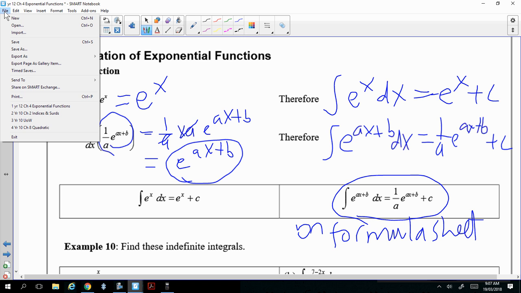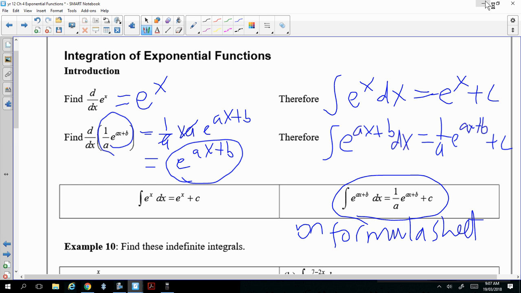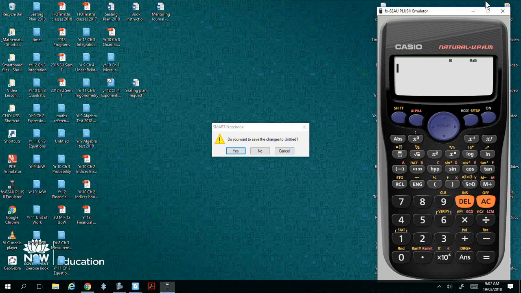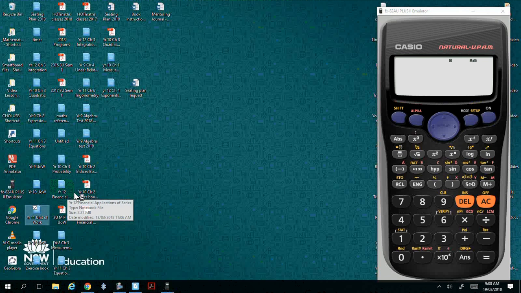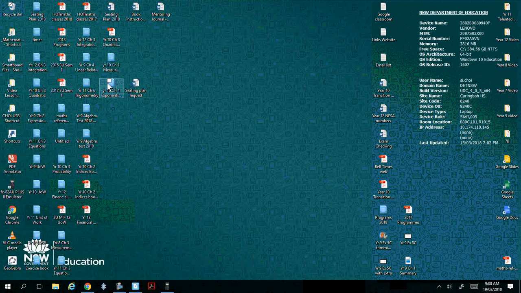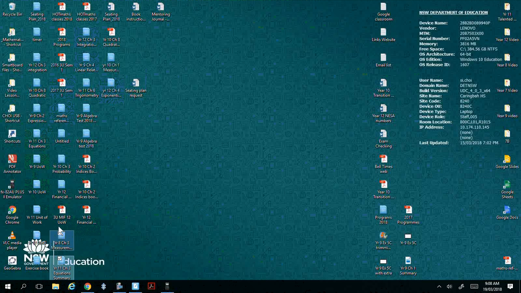Open the formula sheet. Okay, so write it down. So let me find the formula sheet, reference sheet. That's the reference sheet. Okay.